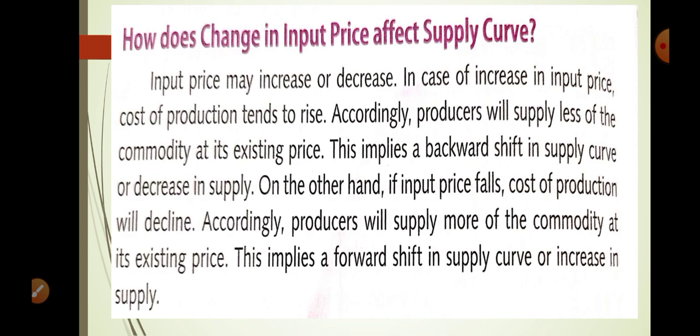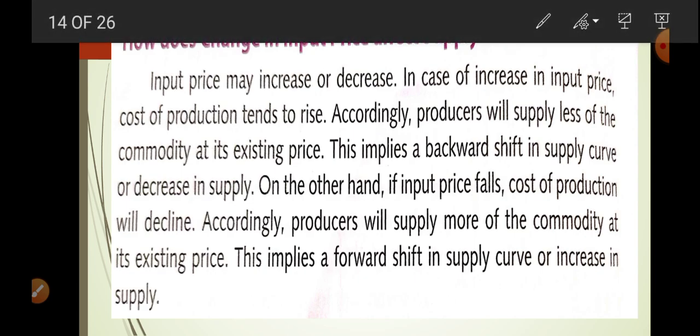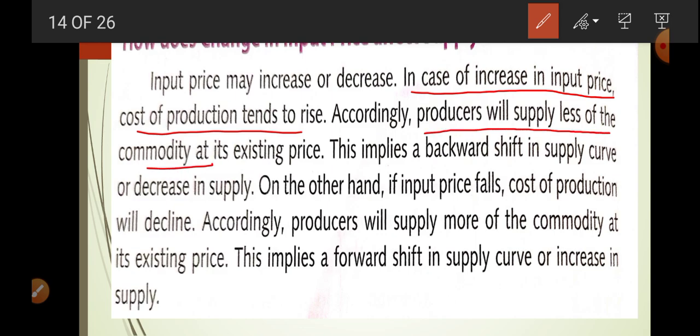Now next is, how does change in input price affect the supply curve? In case of an increase in input price, the cost of production tends to rise. Accordingly, the producer will supply less of the commodity at the existing price. Look, if producers are purchasing inputs at a higher price, the cost of production is going to be more. So their profit is going to be less, they start to produce less and supply is going to be less. This implies a backward shift in the supply curve, or a decrease in supply.